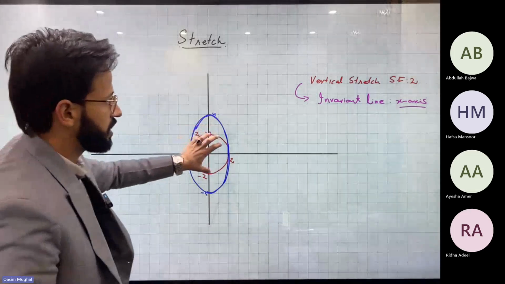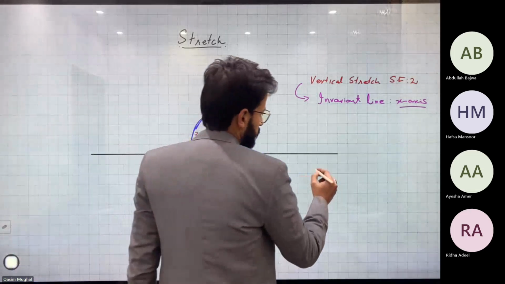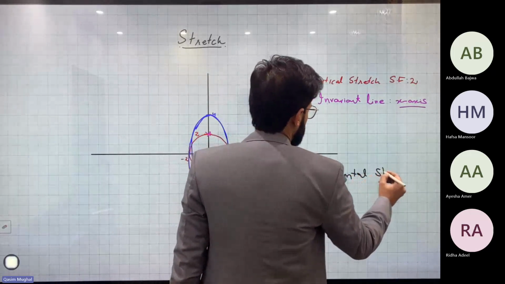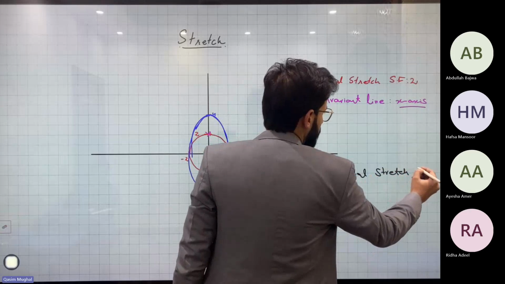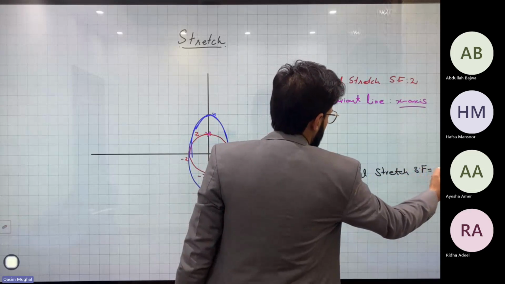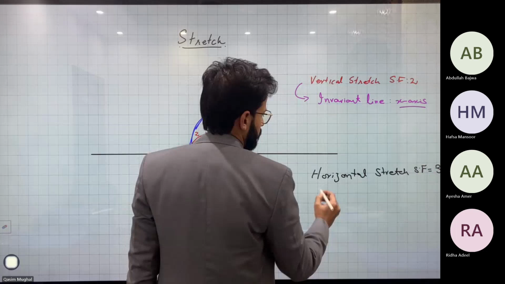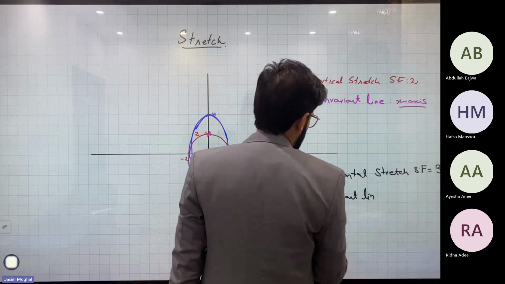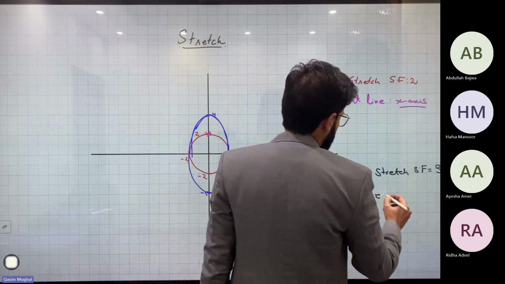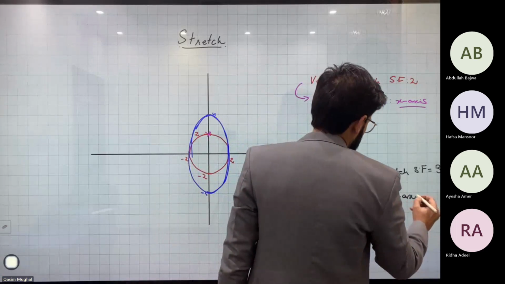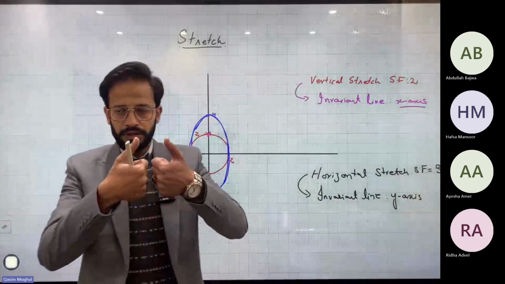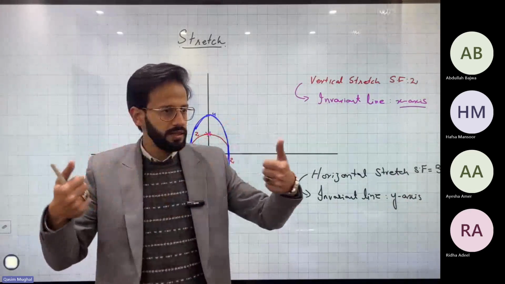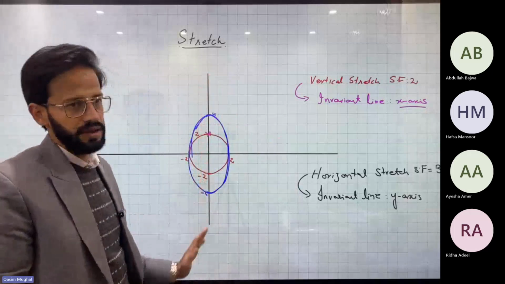Now I'm going to stretch the very same circle horizontally. For that, I'm going to do the horizontal stretch. Let's suppose the stretch factor is 3. While applying a horizontal stretch, the invariant line is the y-axis. Because in a horizontal stretch, you're moving along the x-axis. So the center line is the y-axis. So the y-axis acts as the invariant line.